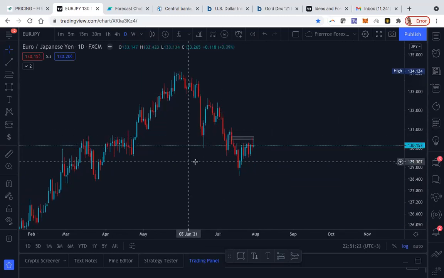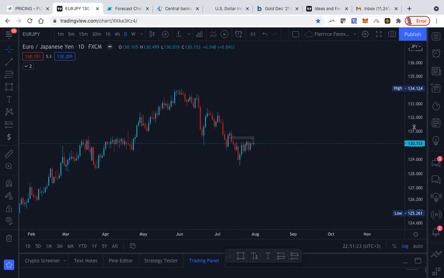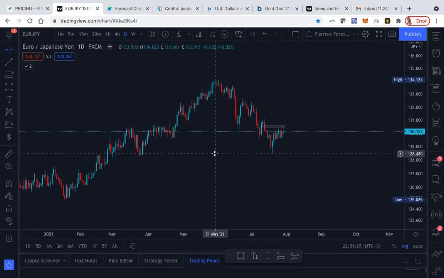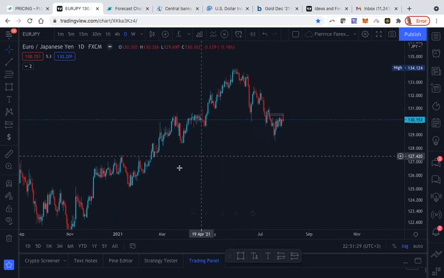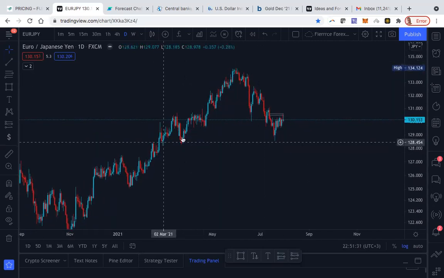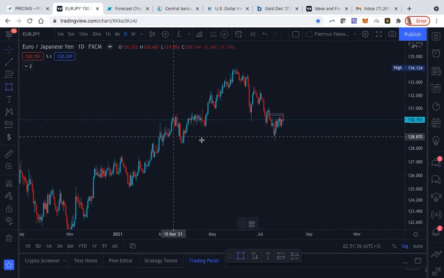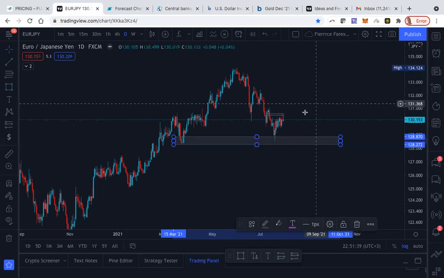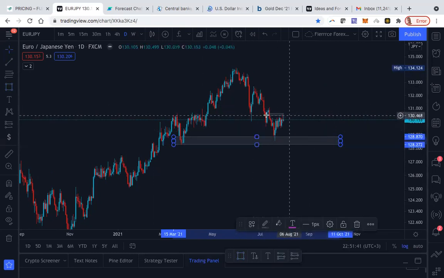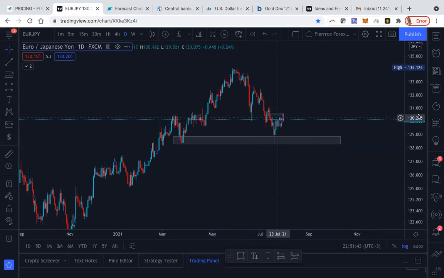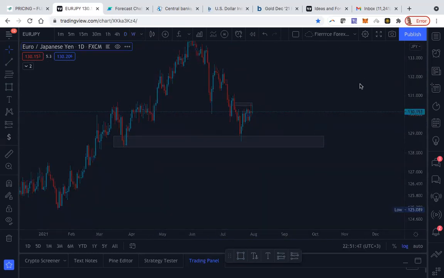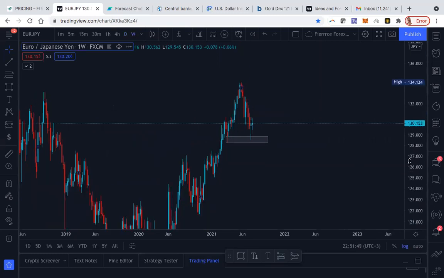So I'm on Euro JPY right now, and Euro JPY has been pushing lower. We are actually retesting previous levels here. This is on the daily, and we see that we bounced off this level, and then we got to an interesting zone up here. But I just want to again check the weekly to see how the weekly levels are looking.